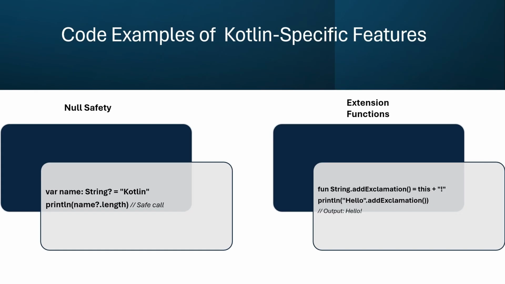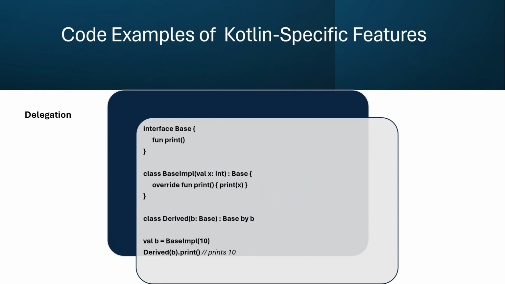Now, as examples of every one of these features, for the null safety, as you can see, we use the question mark symbol here to have a safe call, and then the extension functions, as you can see, we use it to add the exclamation mark, and we have it. Next is delegation. So here we have the code sample of the delegation concept.